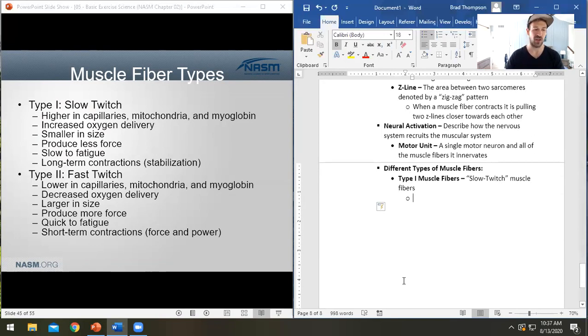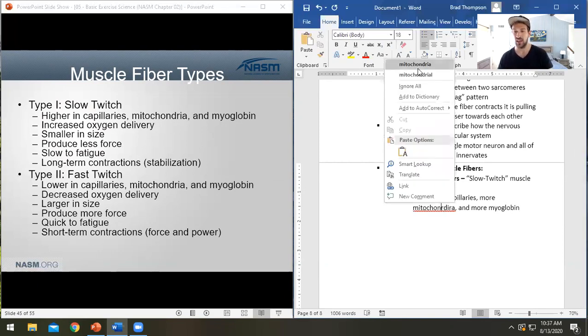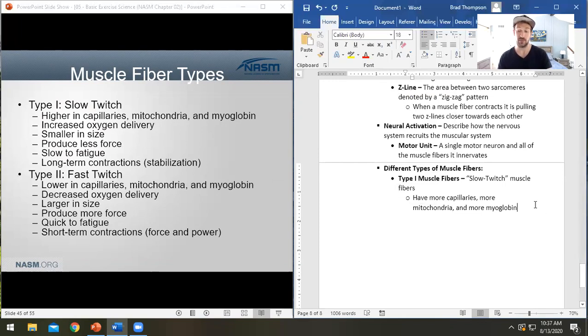So type 1 fibers have more capillaries, more mitochondria, and more myoglobin. Okay, so that's one of the things that makes type 1 fibers unique from type 2. They have more blood flow, therefore they get more oxygen. Since they have more oxygen, they have more mitochondria. They are going to be smaller in size. They produce less force, but they are slow to fatigue.